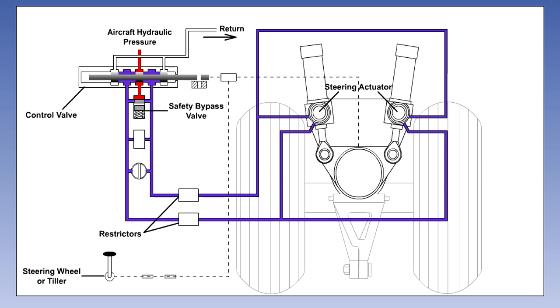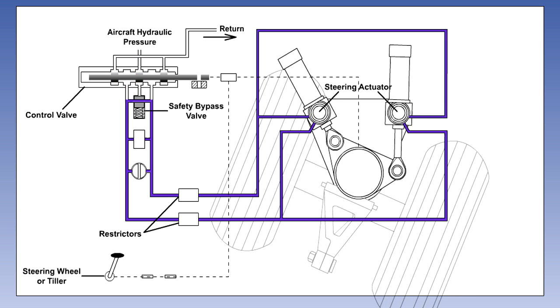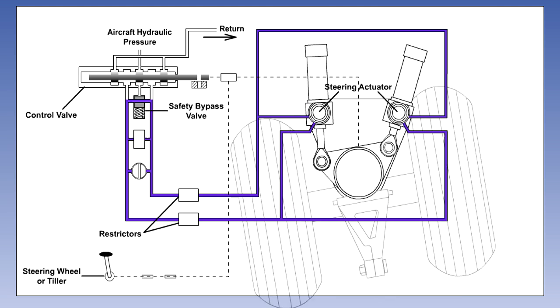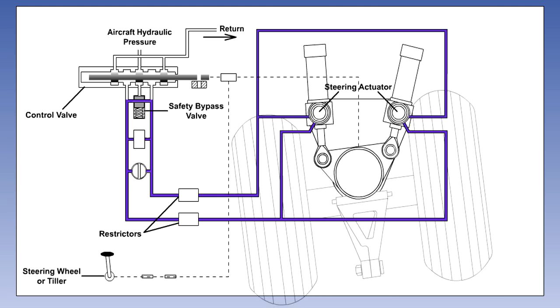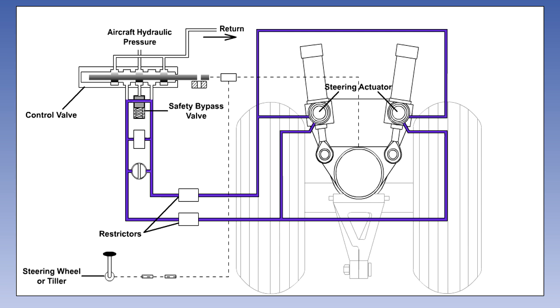There is a safety bypass valve fitted between the two sides of the steering actuators. It is normally held closed by hydraulic pressure. The purpose of the safety bypass valve is to allow the nose wheel to caster if there is a hydraulic failure. If the hydraulic system should fail, the spring will push open the valve, allowing fluid to flow freely between the actuators, thus allowing the nose wheel to caster. Some systems allow a limited amount of manual steering in this circumstance via the follow-up linkage.